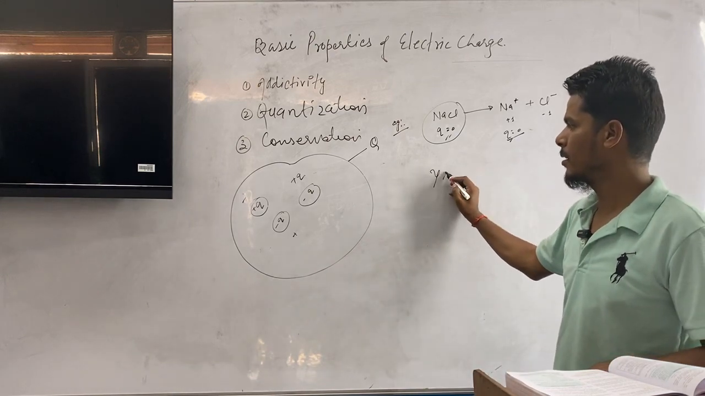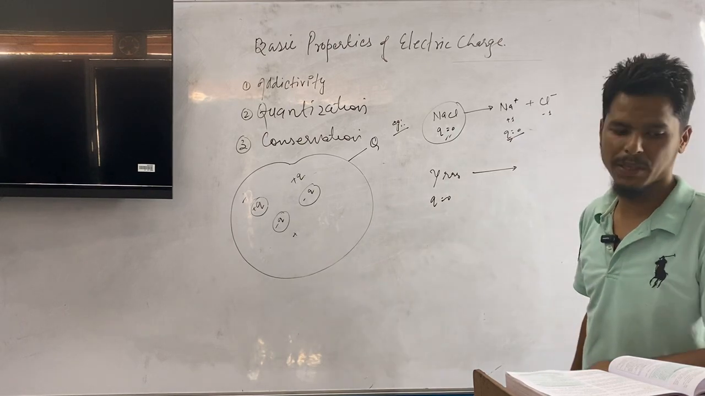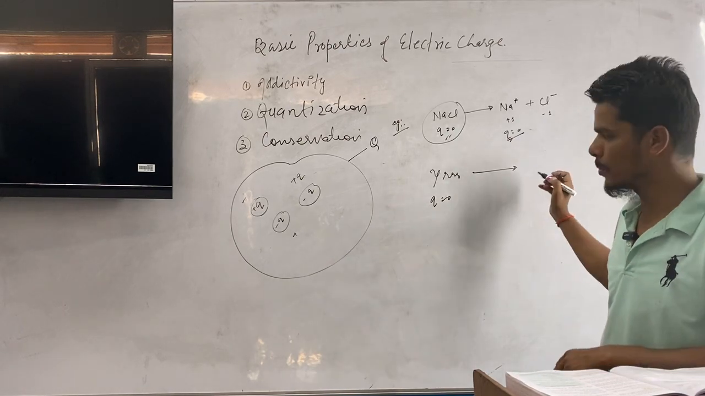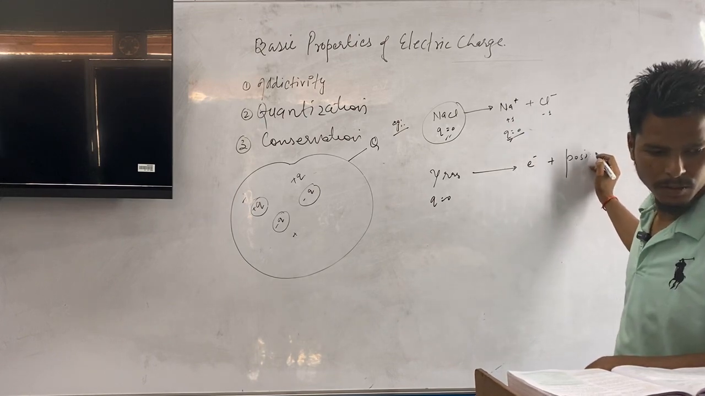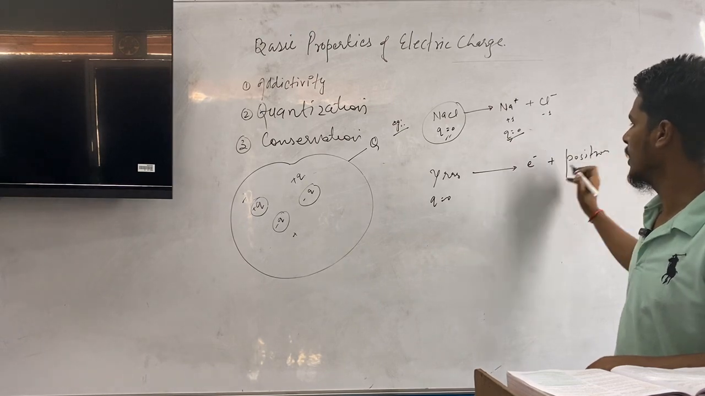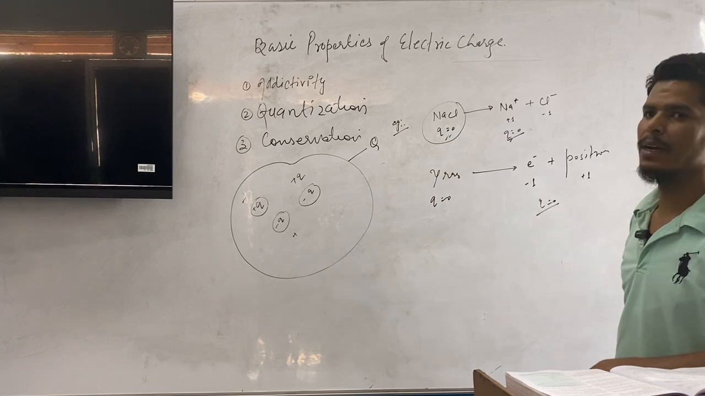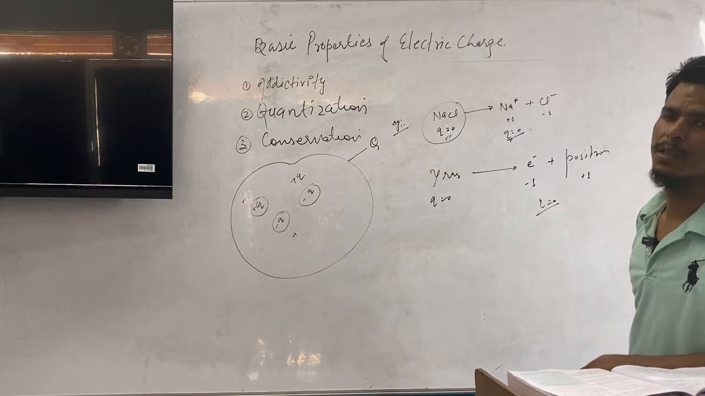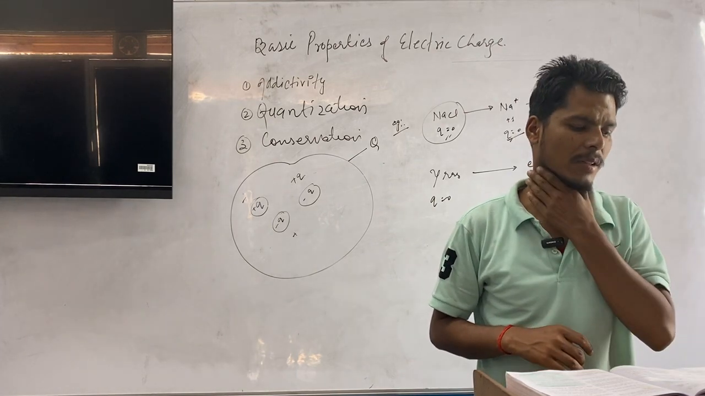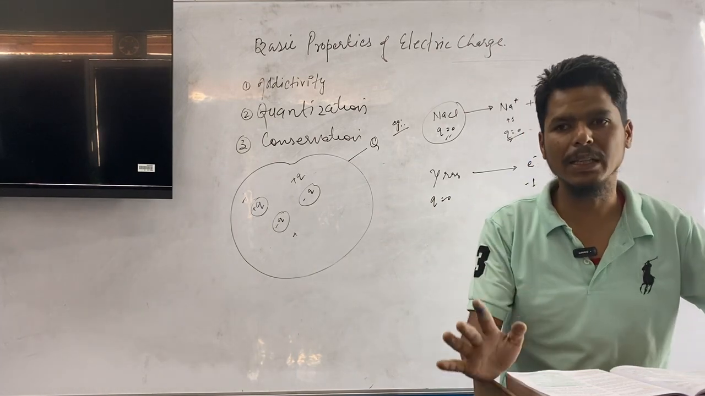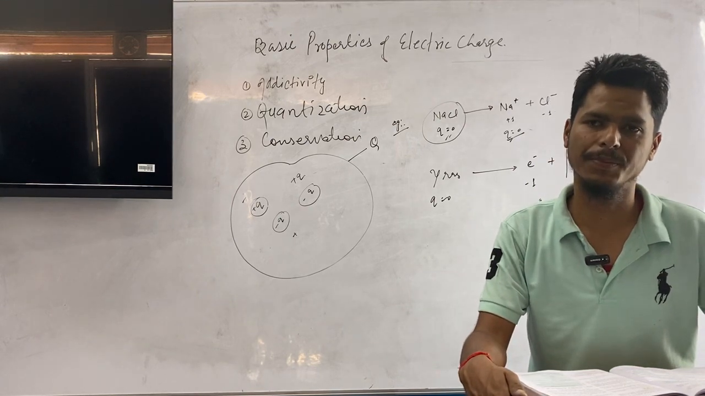This is a gamma ray. Gamma ray has 0 charge, and when a gamma ray is split into two parts, it becomes an electron and a positron. Electron has a minus sign, positron has a plus sign. Total charge is also 0 on the right hand side. So that means for an isolated body, the total charge remains constant. So these were the three basic, or you can say fundamental, properties of an electric charge.